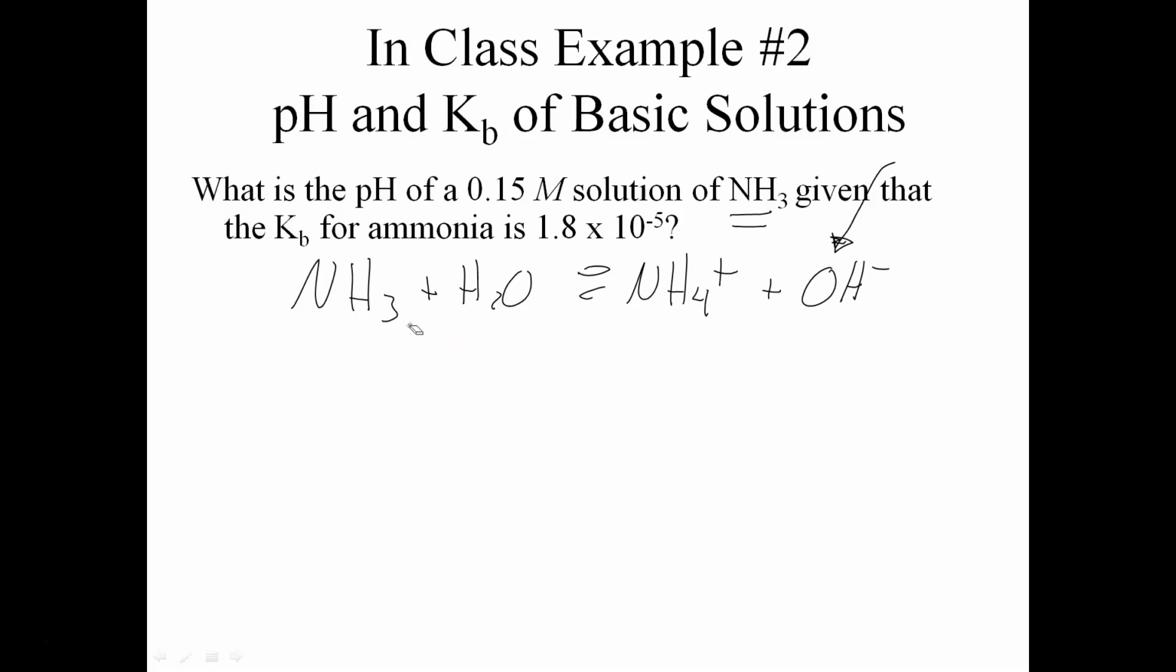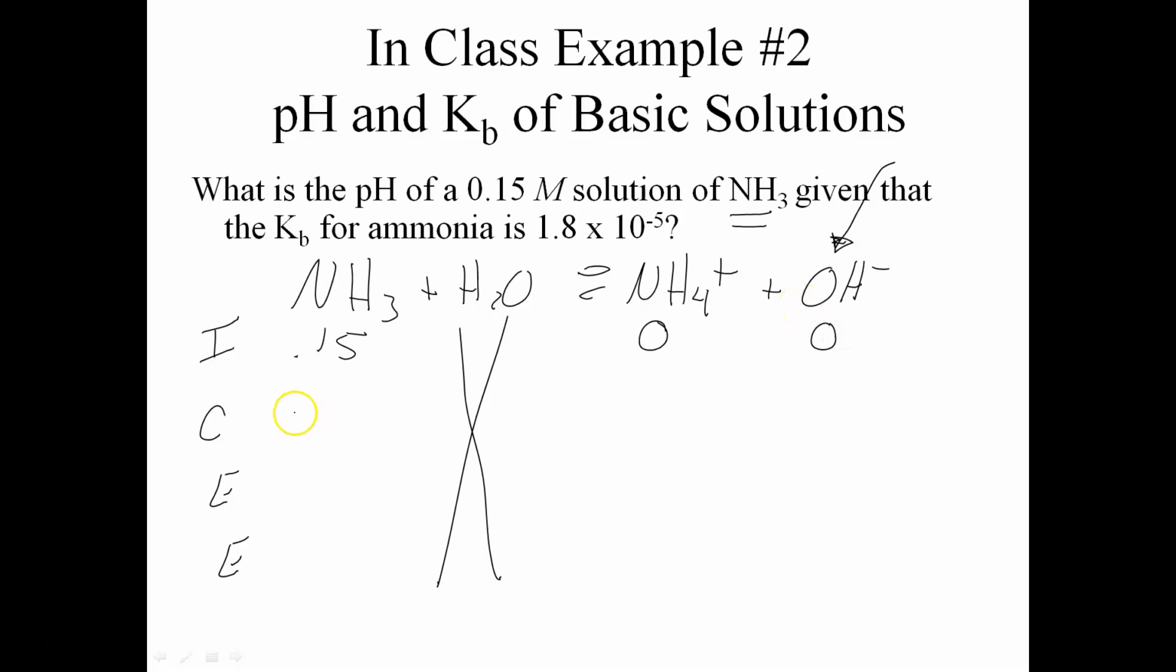All right, so let's do it. So I have a 0.15 molar solution of NH3. We're not going to deal with water. It's a liquid, and liquids aren't included in our IC table or Kb or Ka expressions. 0 and 0. Okay, simple IC table for the most part. Minus x, plus x.